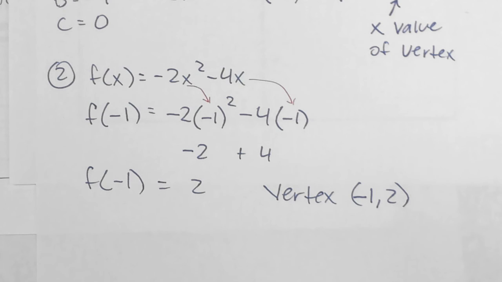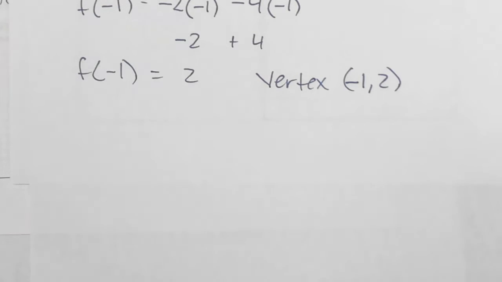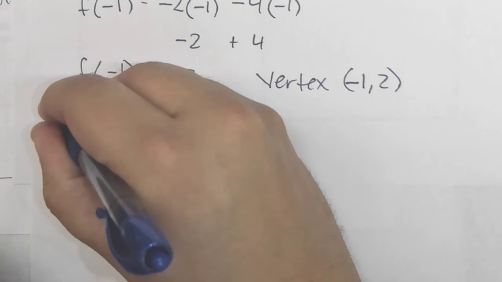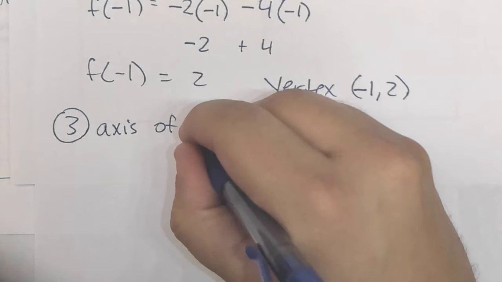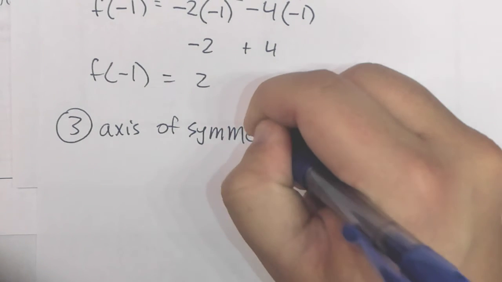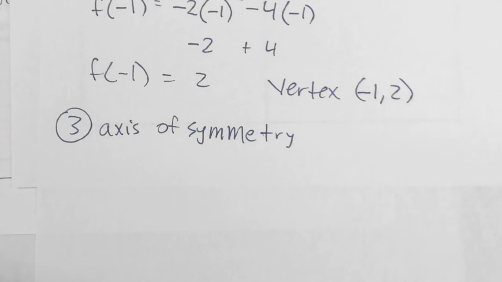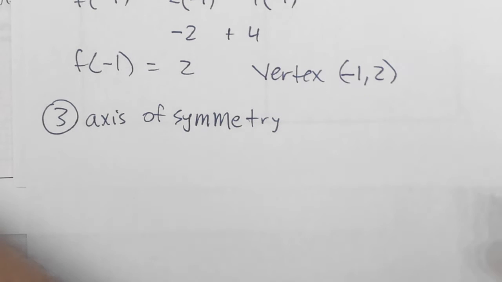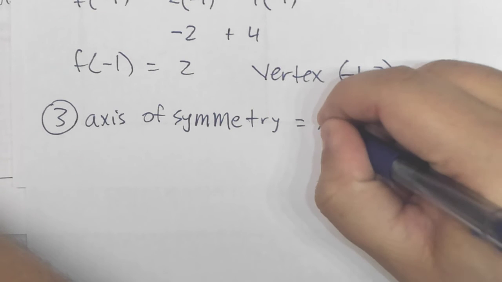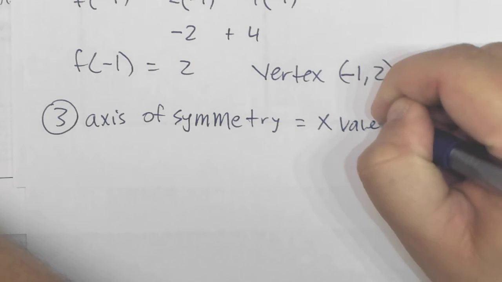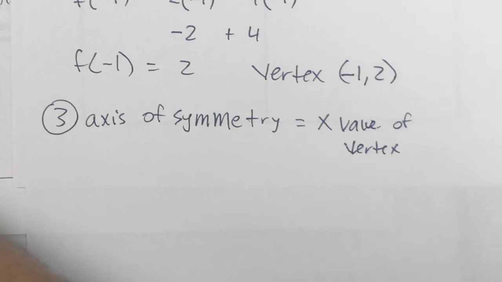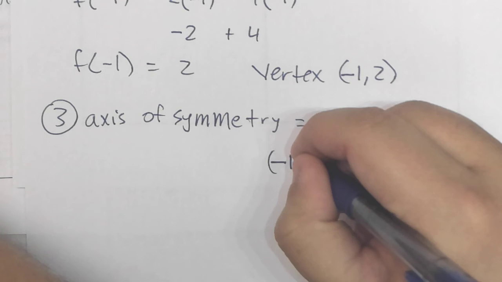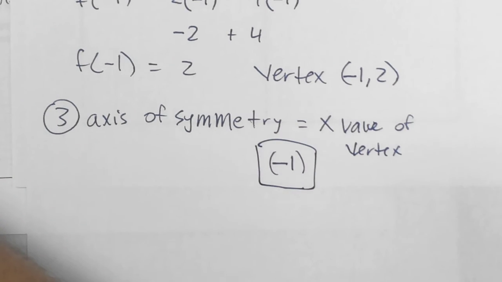Okay, so we found our vertex, and now our axis of symmetry. Step 3 is the axis of symmetry. Axis of symmetry is basically the x value of the vertex. In this case, our axis of symmetry is negative 1. That's your answer for the axis of symmetry.